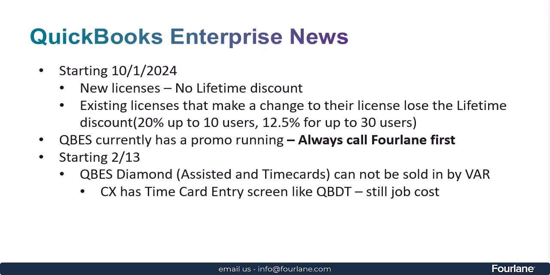And then starting on 213 Diamonds, which is the assisted payroll, the only way to buy assisted payroll, as well as time cards, QuickBooks Time, cannot be sold through the VAR channel. So that's a change. It always makes me nervous when I hear that, right? Because it makes me think, is this going away?